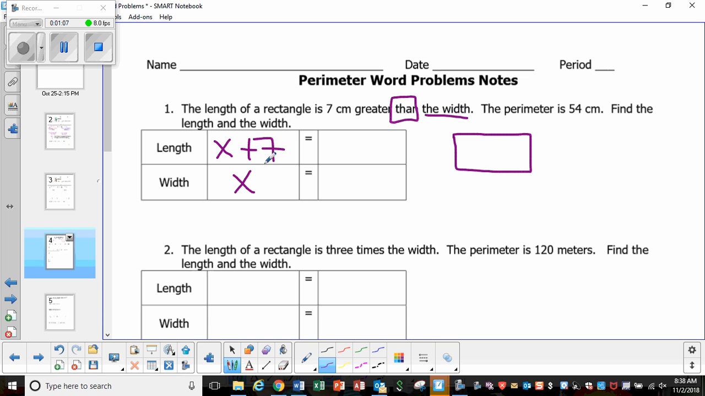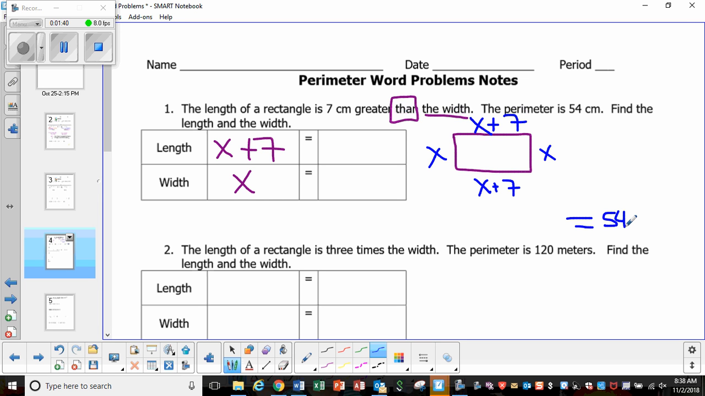So now we can identify the algebraic expressions that represent the length and the width. So for example, the length is x plus 7 and the width is x. And we know that opposite sides in a rectangle are congruent, so we know that this is also x plus 7 and we know that this is also x. We also know that the perimeter is 54 centimeters. So the total distance around is 54 centimeters.